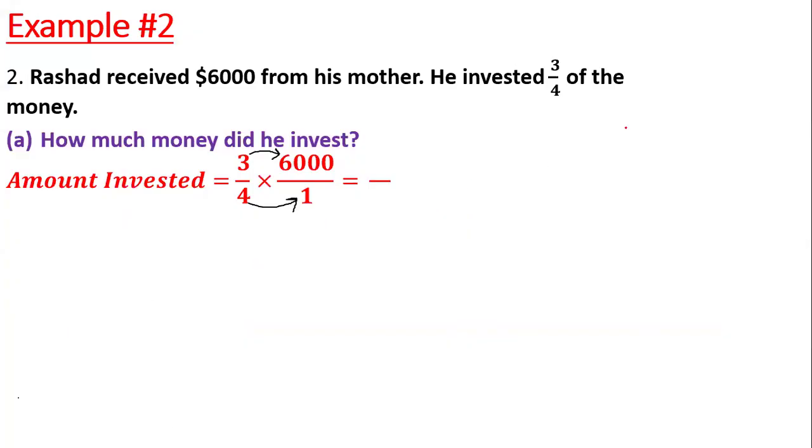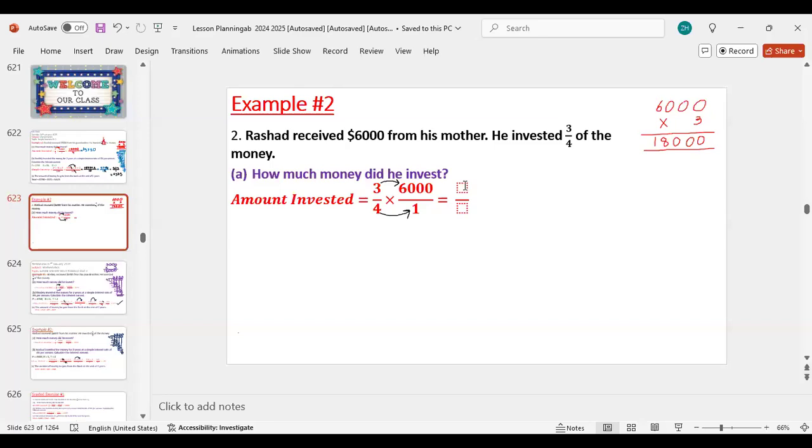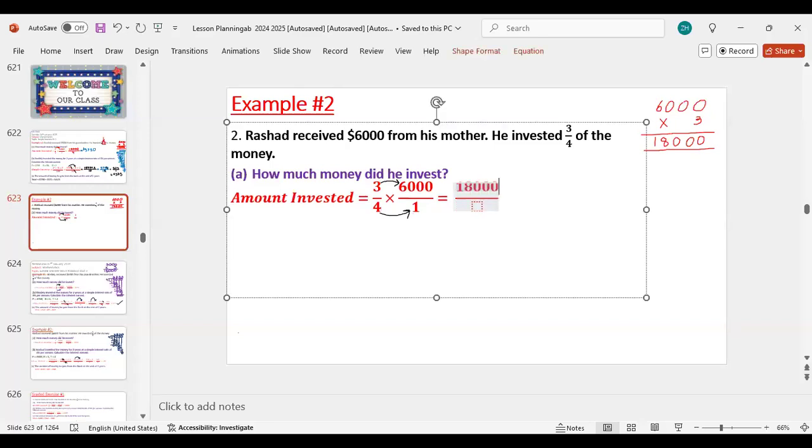18,000. I mean 18,000. Multiply and times mean the same thing. So it's going to be multiplied. 3 times 0 is 0. 3 times 6 is 18. I got 18,000. How about you? I got 18,000 too. Then we have to do it over what? Over 4.